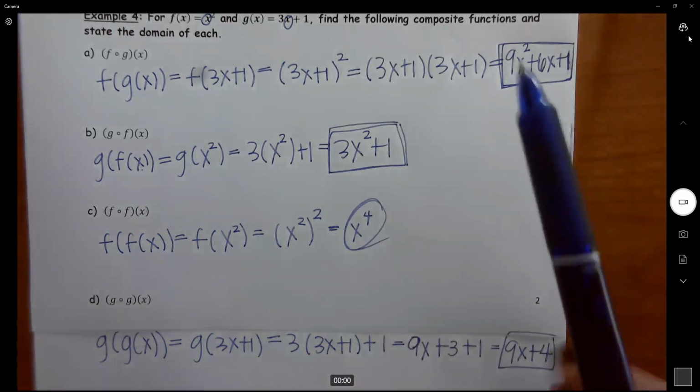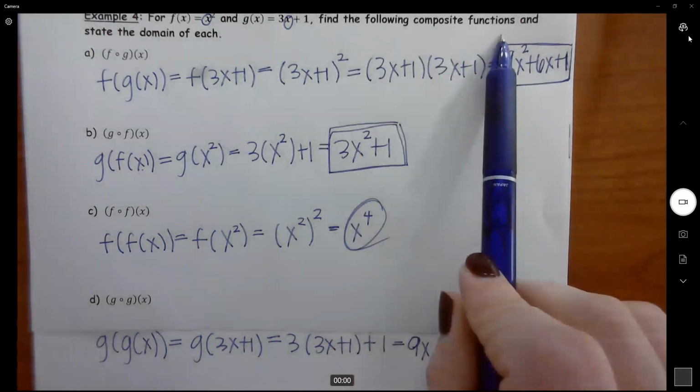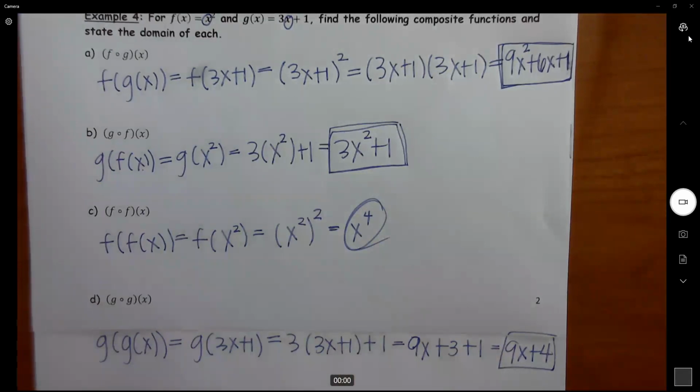Now, not only do my instructions tell me to find the following composite functions, but also to state the domain. So remember, there's only two things that can make your domain something other than all real numbers. And that is if you have a radical, I do not. And if you have a rational function, you cannot divide by 0. Well, these are all polynomials, not rational functions.